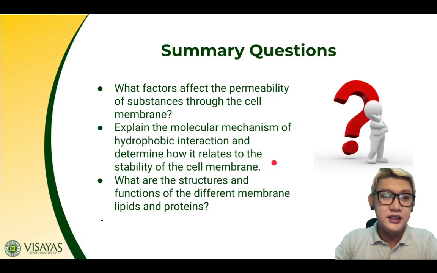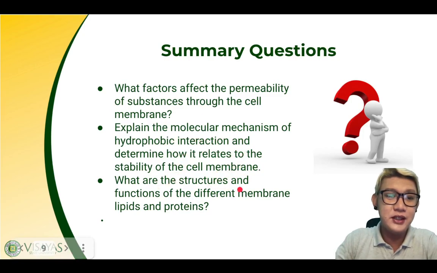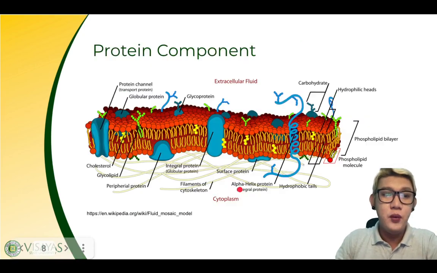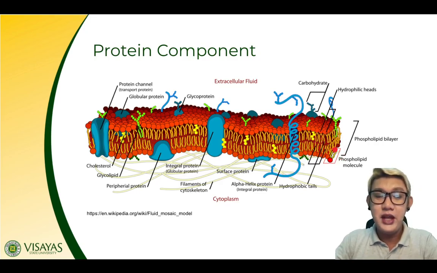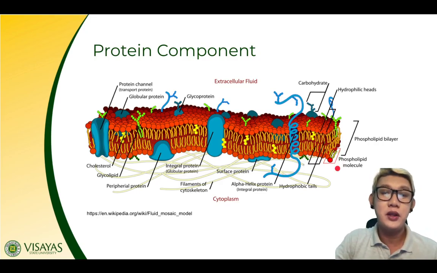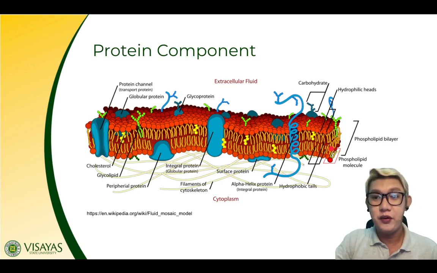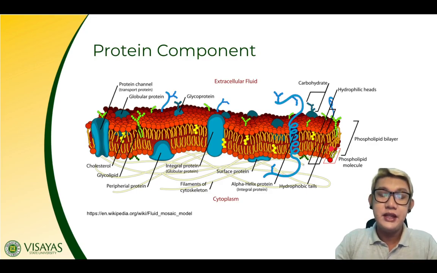Explain the molecular mechanism of hydrophobic interaction and determine how it relates to the stability of the membrane. We know that the cell membrane is composed of the phospholipid bilayer, and the phospholipid bilayer has hydrophobic tails. These hydrophobic tails will arrange themselves so that they are less in contact with water. This is what we call hydrophobic interaction, just like what your other courses have discussed.